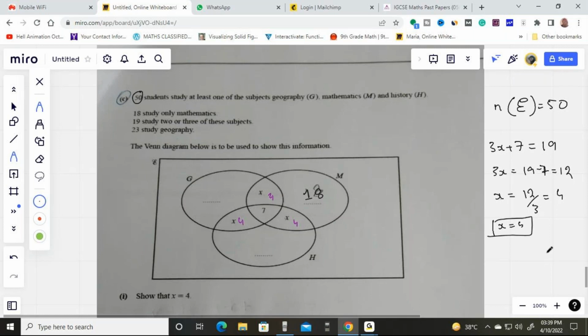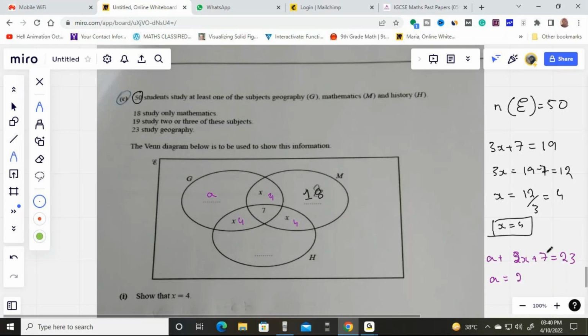Now we just come here. 23 study geography combinedly. They haven't said that 23 study only geography. It means the overall circle of geography has cardinality 23. Let a be the number of students who study only geography. So a plus 2 times x plus 7 is equal to 23. That's what it means. I know that x is 4, so 2 times 4 is 8. So 8 plus 7 gives me 15.